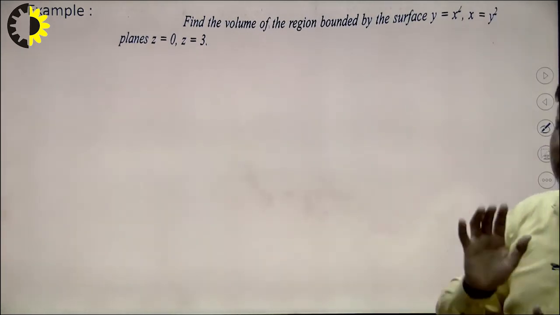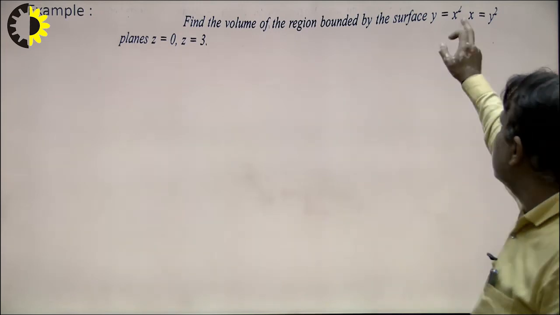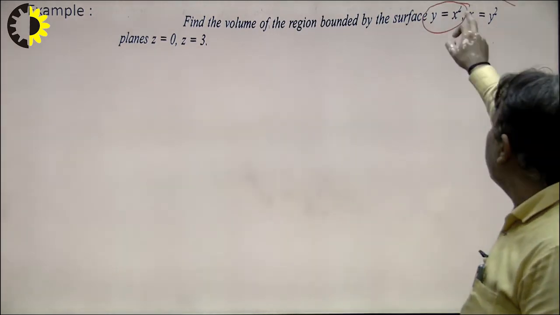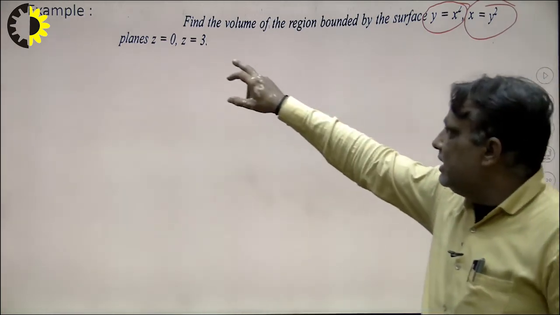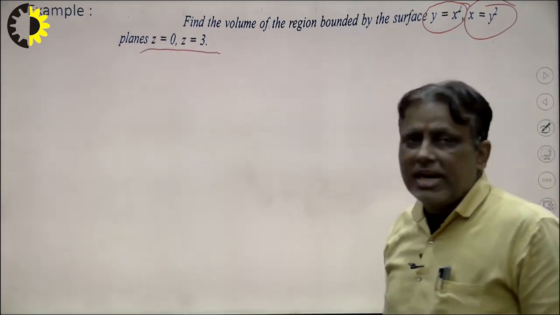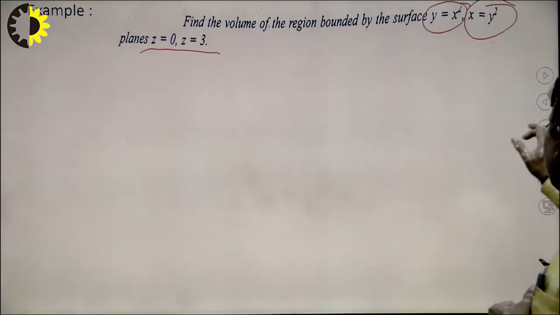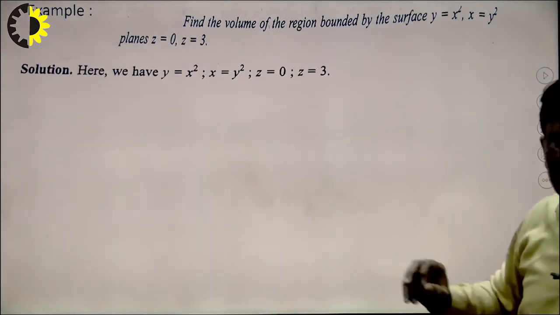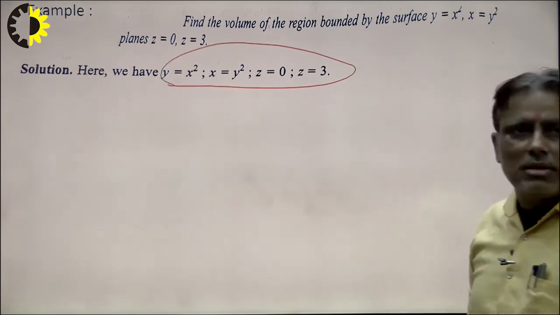And another problem is: find the volume of the region bounded by the surfaces. This is the parabola y is equal to x square, and this is another parabola x is equal to y square, in the plane lying between z is equal to 0 and z is equal to 3. First of all, draw the diagram. We see very carefully which will be the diagram here. So first of all, consider the given problem. This is the region bounded by the curves.